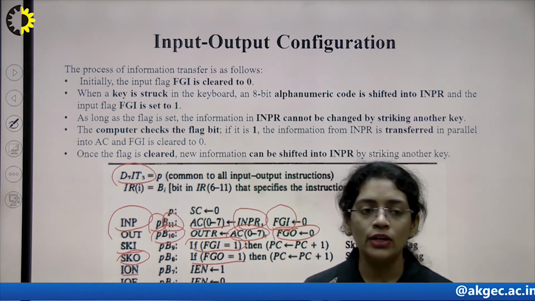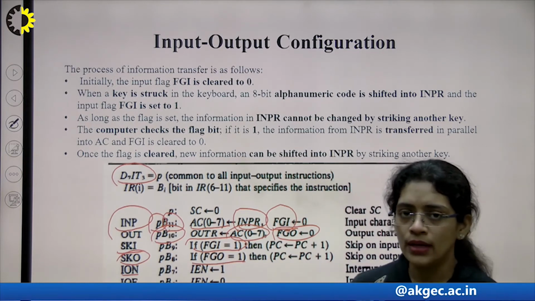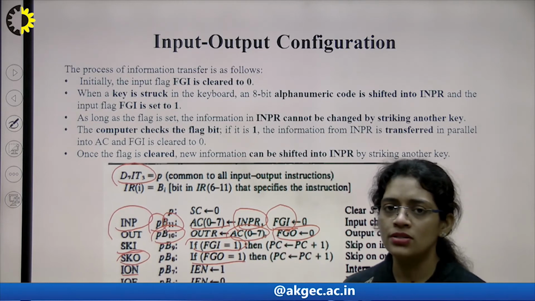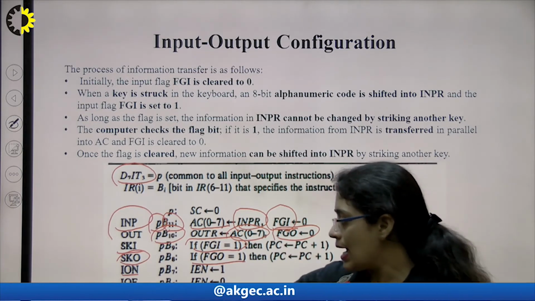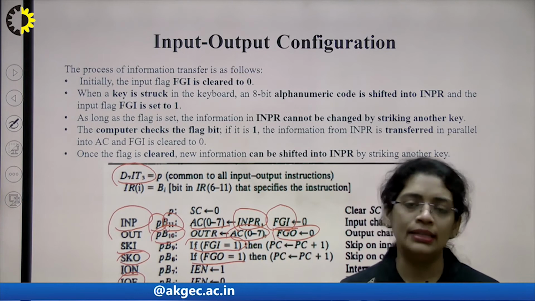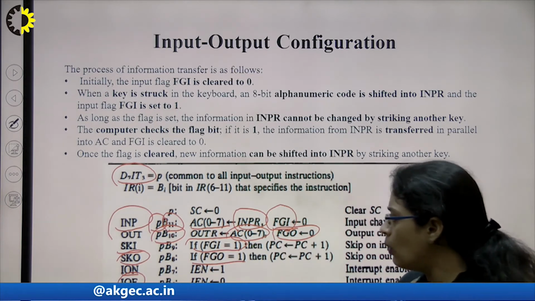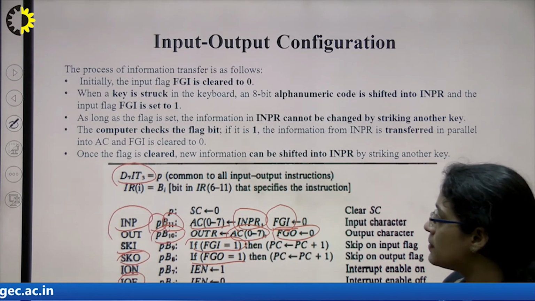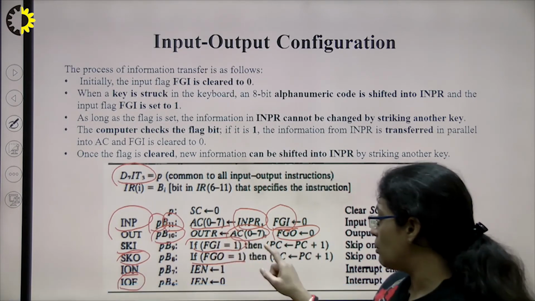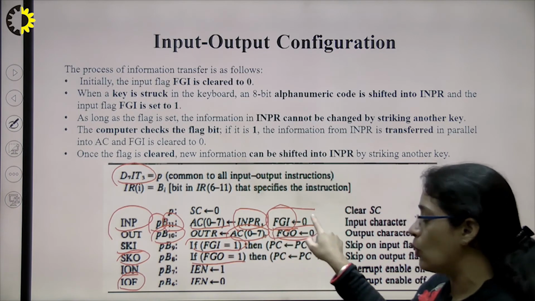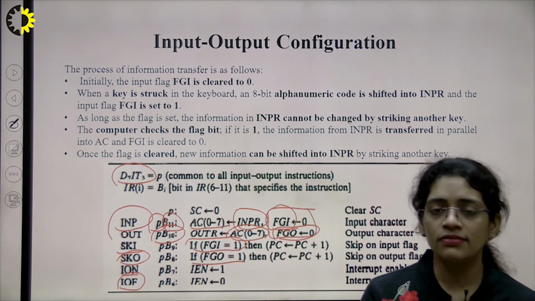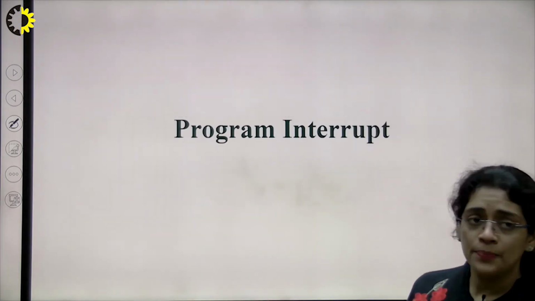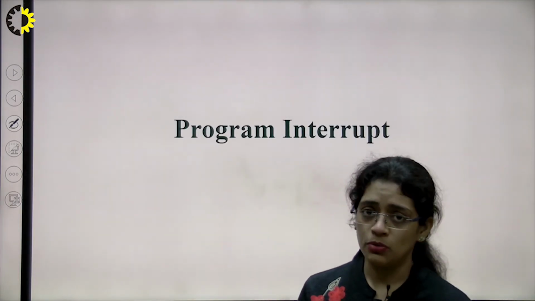ION is for interrupt enable on, right? So we'll talk about the interrupts as well. Interrupts enable, we are just enabling it. Then IOF, that means we are disabling the interrupt flag. Okay, so these are the instructions. Now as we have seen, these two have an important role, FGI and FGO. So FGI is the flag for input and FGO is the flag for output. Okay, so that's about the input output instructions.